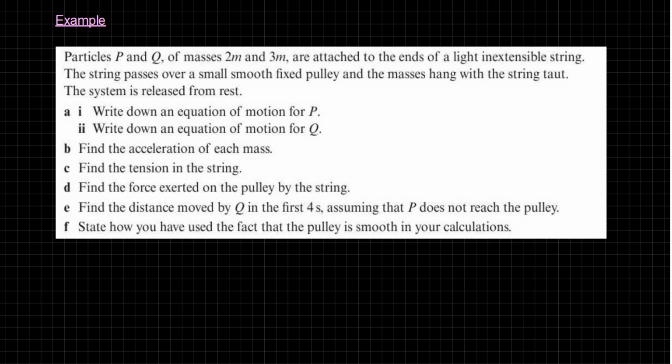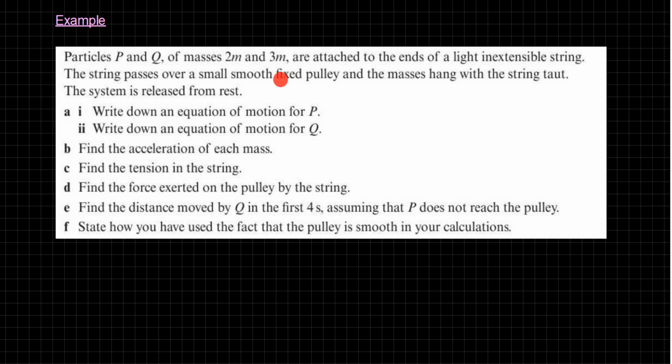So let's look at our first example. We've got 2 particles with different masses in the ratio 2 and 3, 2m, 3m. We've got a light and inextensible string, has no mass, it doesn't stretch. It passes over a small, smooth, fixed pulley.